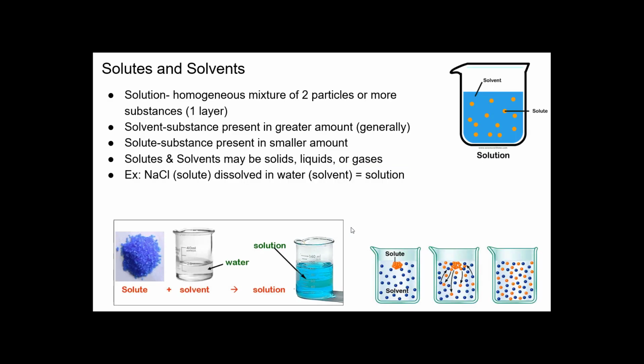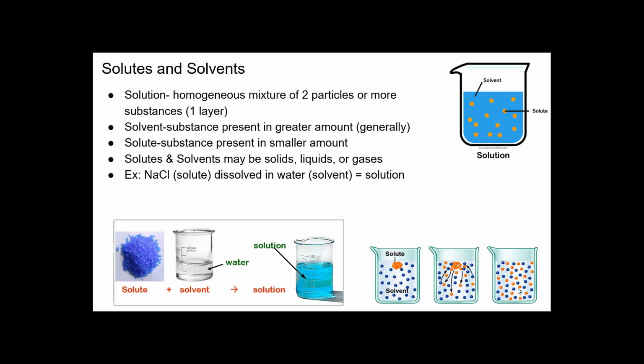So solutes and solvents. When we look at solutions, we have a homogeneous mixture of two particles or more. When it is a solution and it means homogeneous, it's one layer. You do not see more than one layer, as you can see here with the blue solution. A solvent is a substance that is present in greater amount in a solution, generally. There are situations where that's not true, but for this lab, we're not going to look more into that. So we're just going to say it's present in the greater amount.